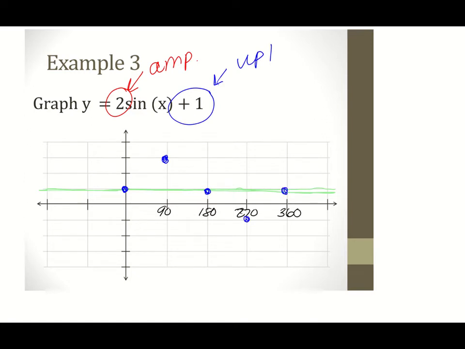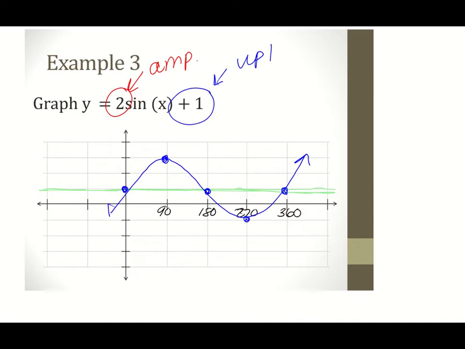We know that 0, 180, and 360 are always going to be on our midline for sine. So I can draw my sine in here. If you need to make the table, feel free to go ahead and make the table. You can add from there. But all we have to do is take our midline from our x-axis, and they're going to be on our midline.